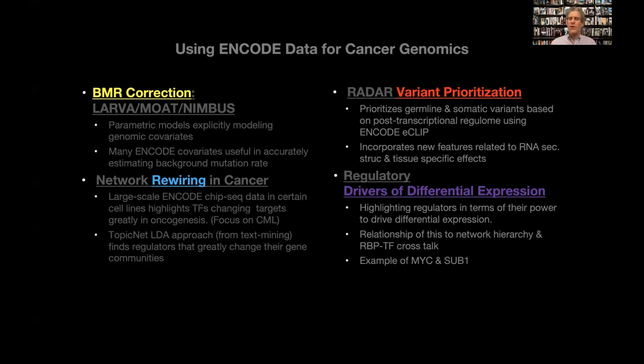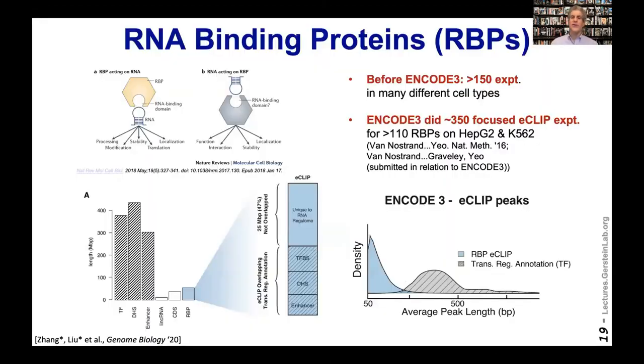Okay, let's go on to the next topic. Just giving you a quick run through. We're going to look at variant prioritization. Now, variant prioritization obviously is a big topic for ENCODE in general. People are always using the ENCODE data to prioritize variants. I'm going to focus here on just one particular type of data that's new in ENCODE. This is the RNA binding proteins. Before the last ENCODE, there was not very much of this data. Now there's quite a bit from the eCLIP experiments.